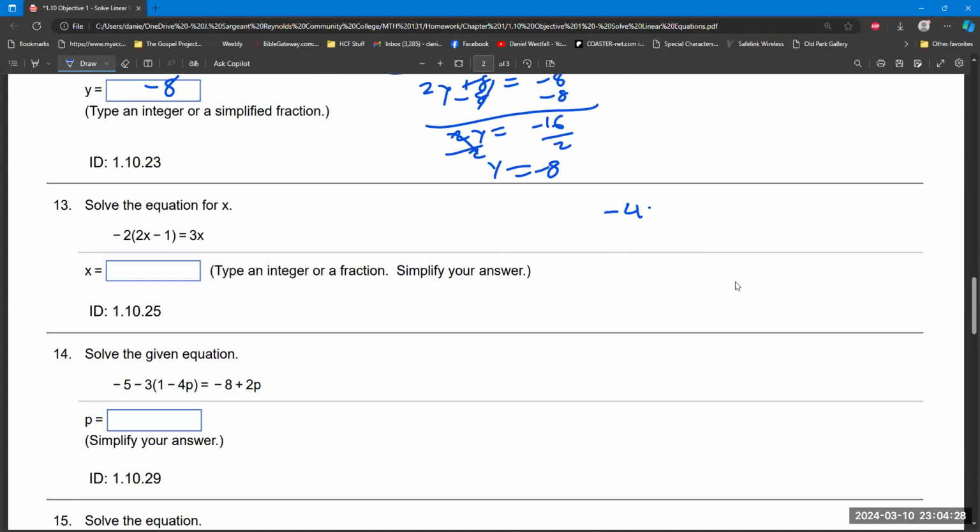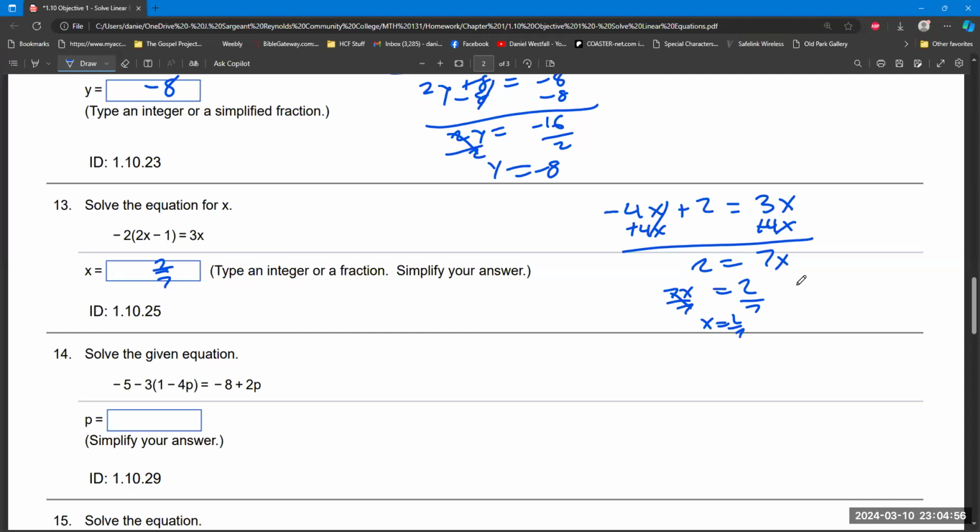Negative 4x plus 2 equals 3x. Add 4x to both sides. 2 is equal to 7x, or 7x is equal to 2. Divide both sides by 7, and x is equal to 2 over 7. It's okay to get fractions as answers. Everything before this, I know we got integers. It's okay to get fractions.